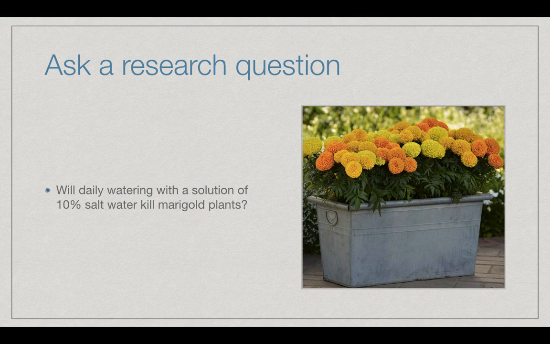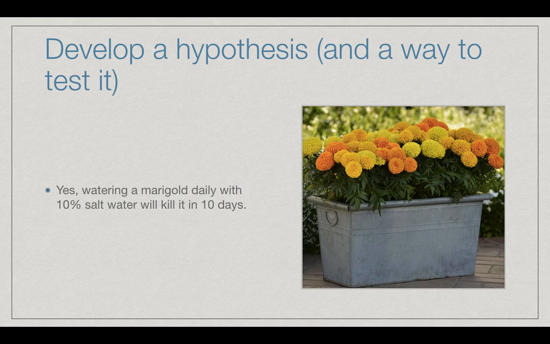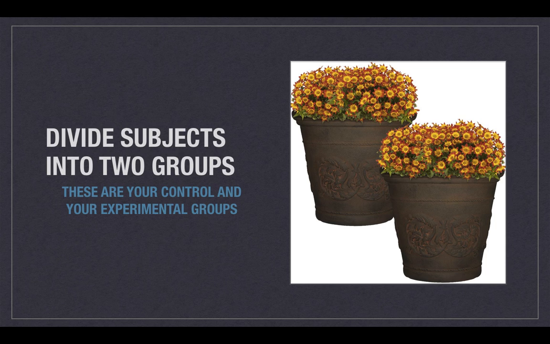Next thing you need, as always, is a hypothesis. This is a way to test it. So here, our hypothesis is going to be, yes, watering a marigold daily with 10% salt water will kill it in 10 days. Now that could just as easily say no, watering a marigold daily with 10% salt water will not kill it in 10 days. But we're going in thinking it will.